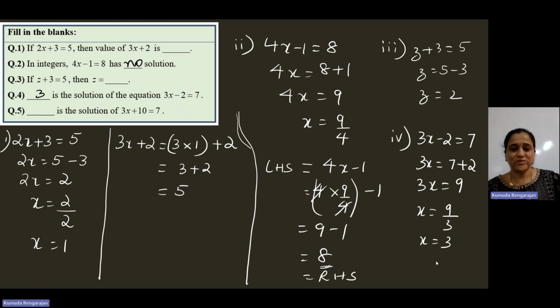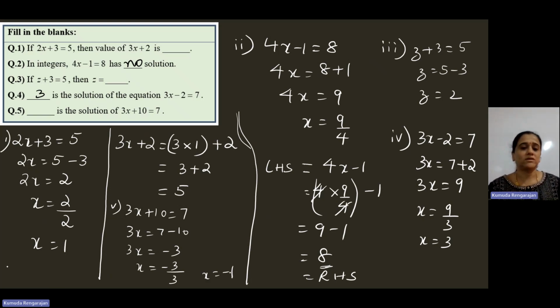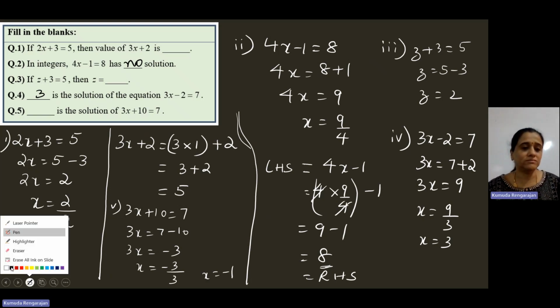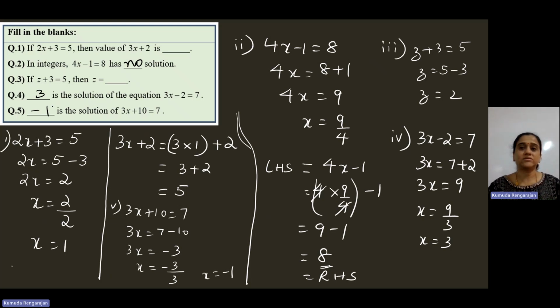Oh, yeah, fifth one. Yeah, so 3x plus 10 is equal to 7. 3x is equal to 7 minus 10. 3x is equal to minus 3. X is equal to minus 3 by 3. X is equal to minus 1. So the answer minus 1 is a solution of the equation, right?